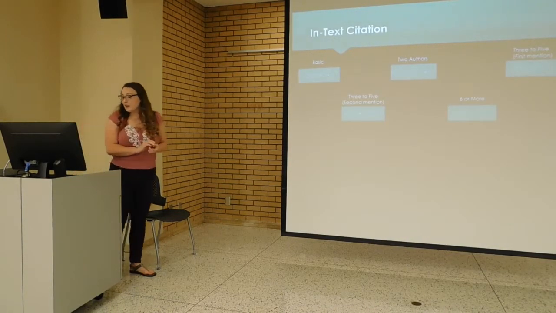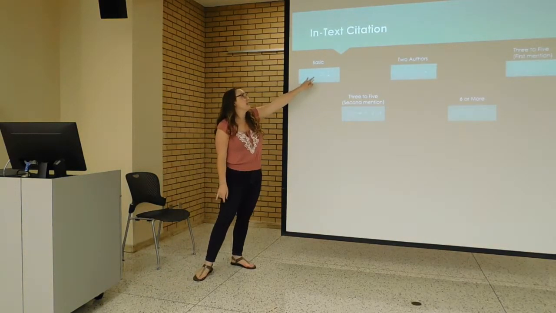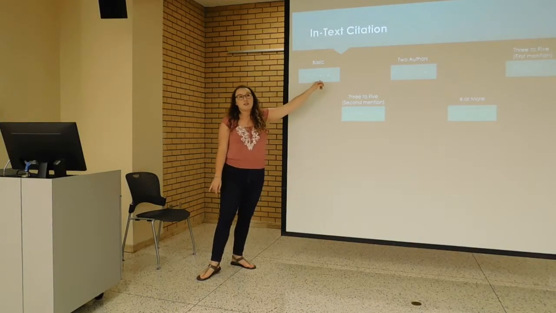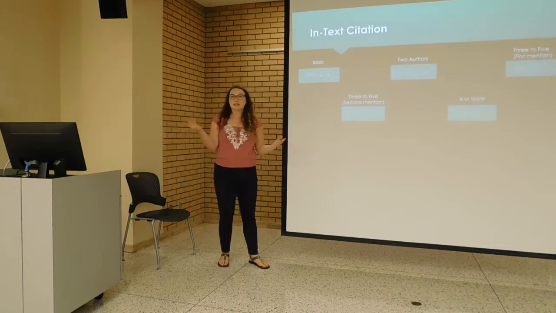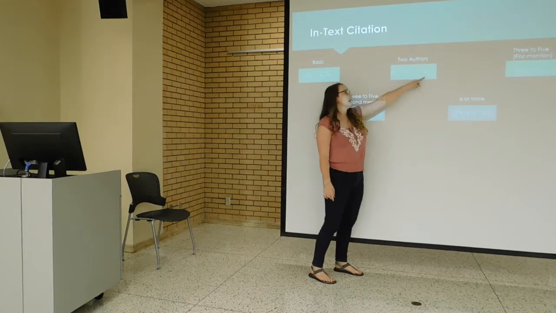So these are what they're going to look like. This is a very basic in-text citation. It just says Smith, comma, 2012. So you're going to put that last name, and then you're going to put the year that it was published. But let's say that we have two authors. Over here we have Smith and Green, 2016.